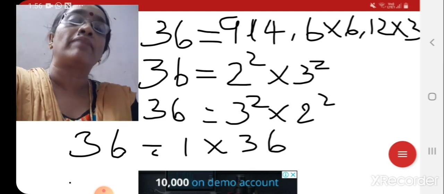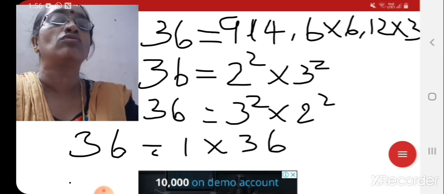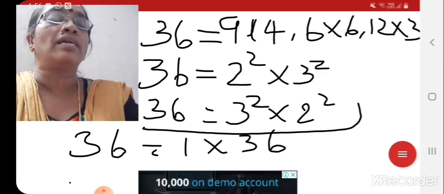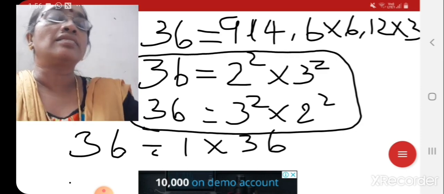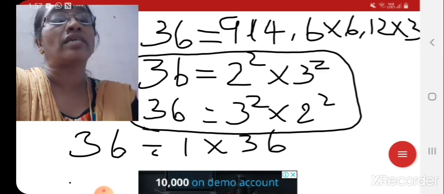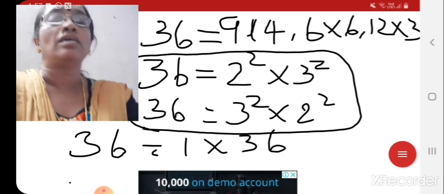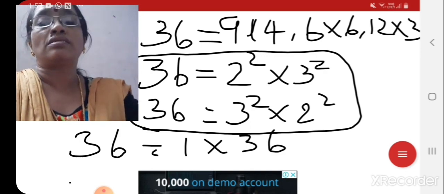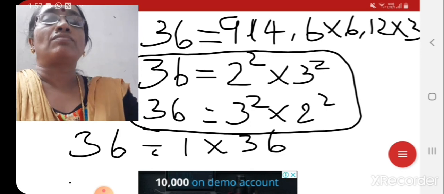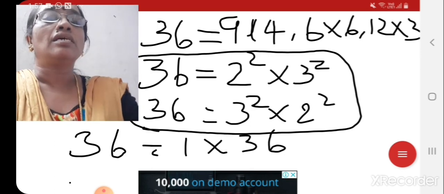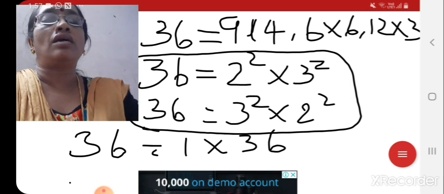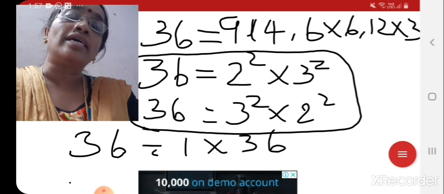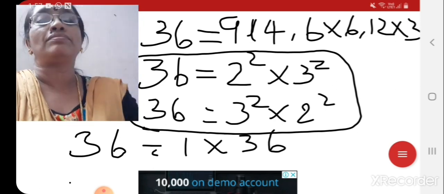9 and 4 are not prime numbers, 6 and 6 are not prime, but in 12 into 3, 3 is a prime number but not 12. Then what about the middle two cases? That means 36 equals 2 square into 3 square and 3 square into 2 square. What is the specialty of these two cases compared to all the others? In this expression, only prime numbers come. Or we rewrite 36 as the product of primes only.